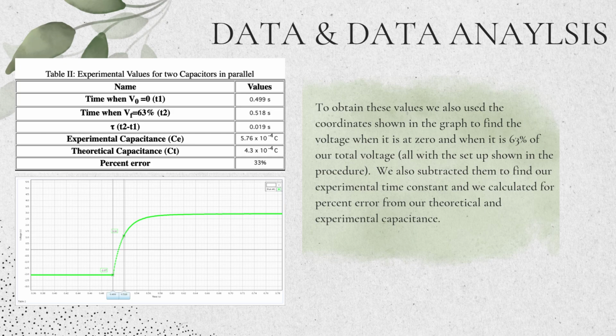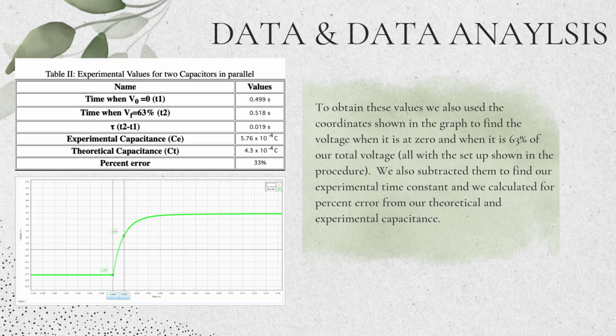For table 2, which were our two capacitors in parallel, for T1 we got close to 0.5 seconds, which was 0.499 seconds. For T2 it was 0.518 seconds, and overall T was 0.019 seconds. For experimental capacitance, it was 5.76 times 10 to the negative 4 farads. Theoretical read 4.3 times 10 to the negative 4 farads, giving us a higher percent error of 33%.